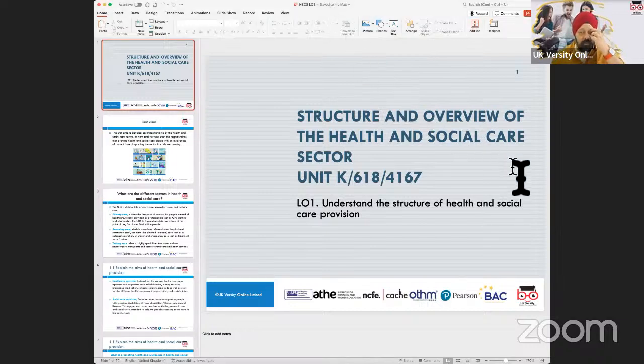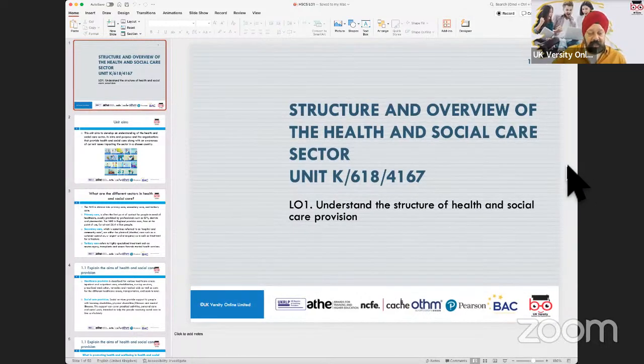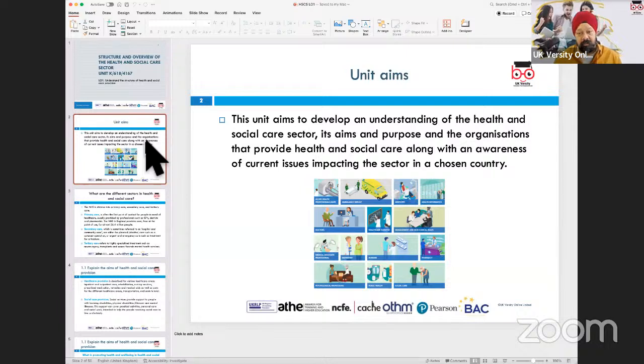Now, in order to discuss the first learning outcome, we'll start off with a few presentation slides that I've created, and we will go through some of these slides to cover some of the assessment criteria in terms of what this unit would essentially be looking at.